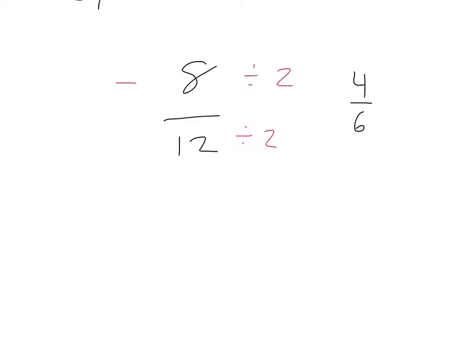Also, if I divided by 4 and divided by 4 this way, well, 8 divided by 4 is 2. 12 divided by 4 is 3. And so that would also be an equivalent fraction. Okay, so that's pretty self-explanatory, right? We've done this for a long time. Now, the reason we're going here, though, is because of this.